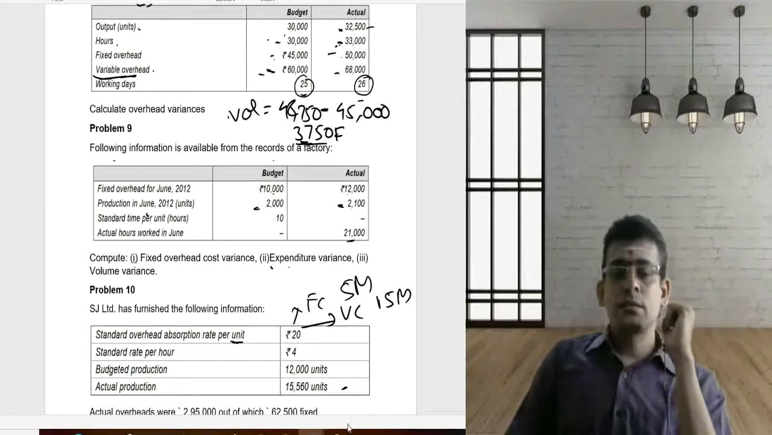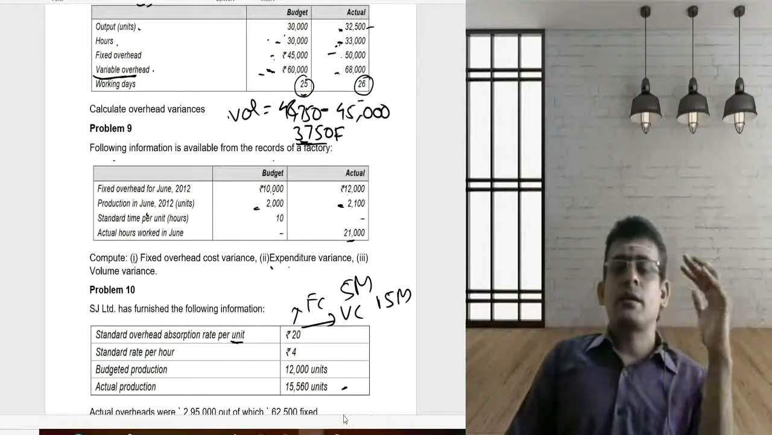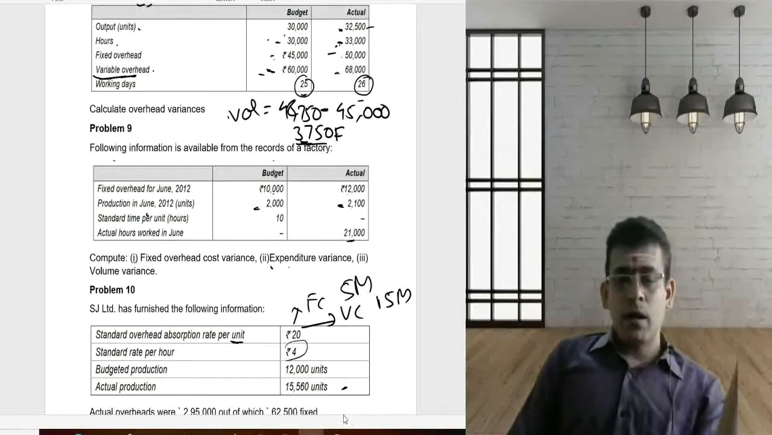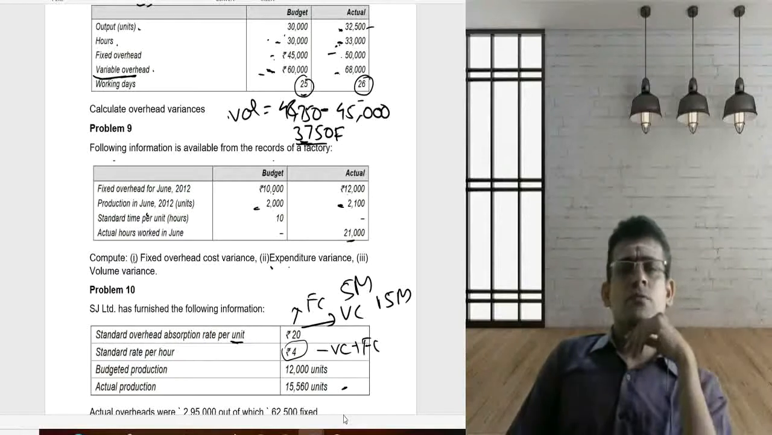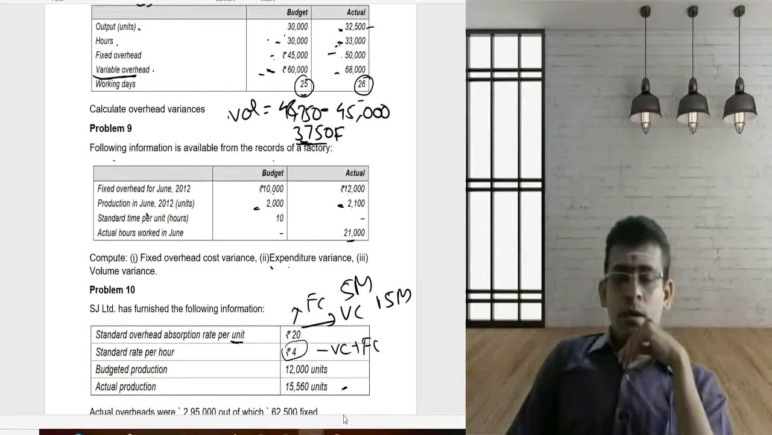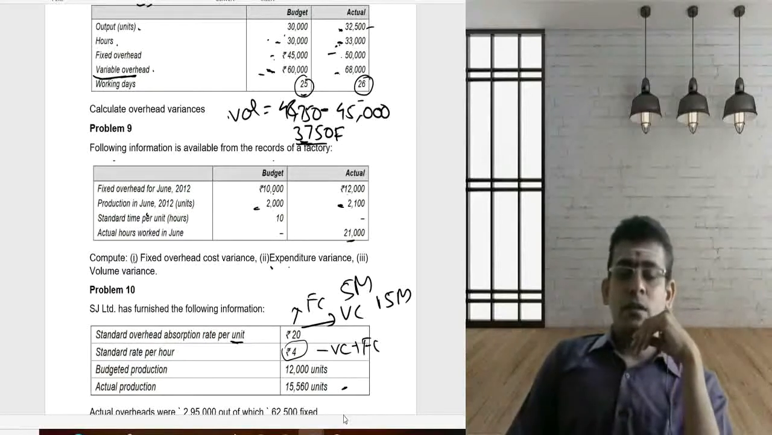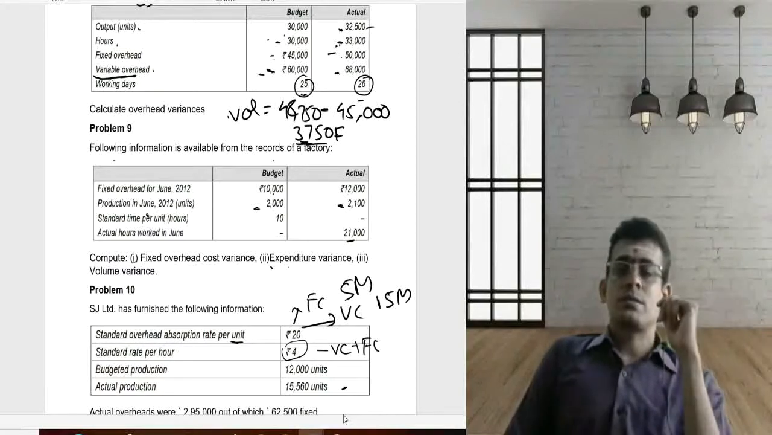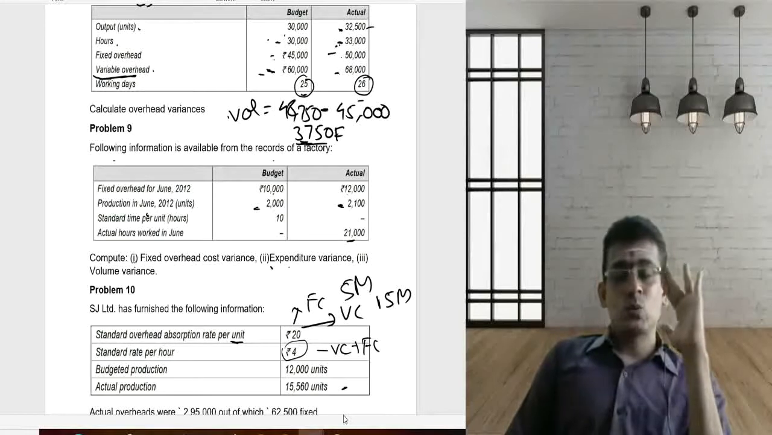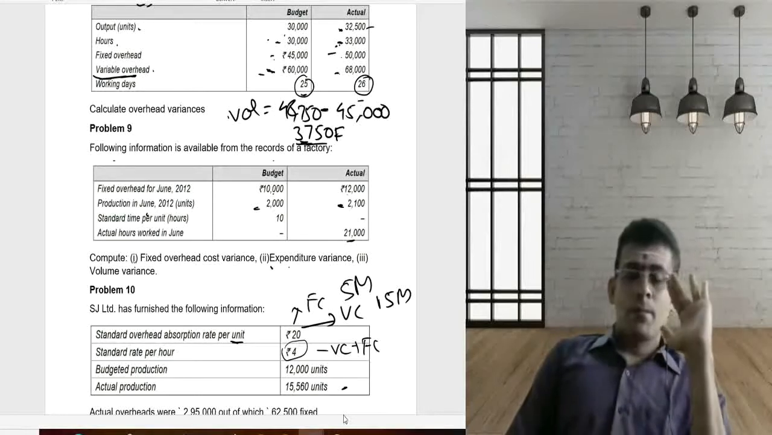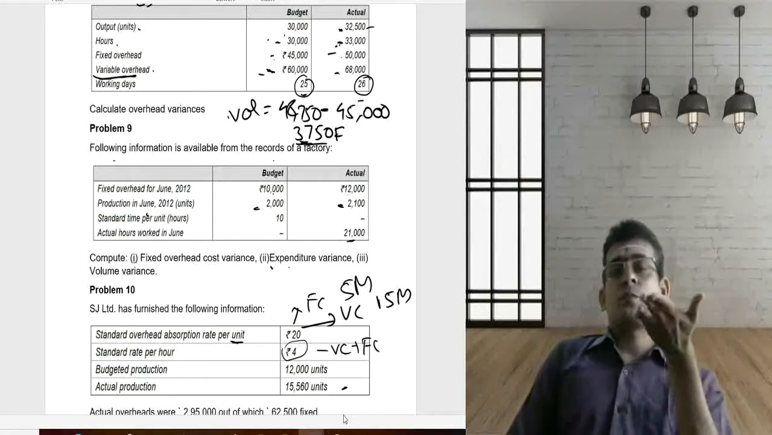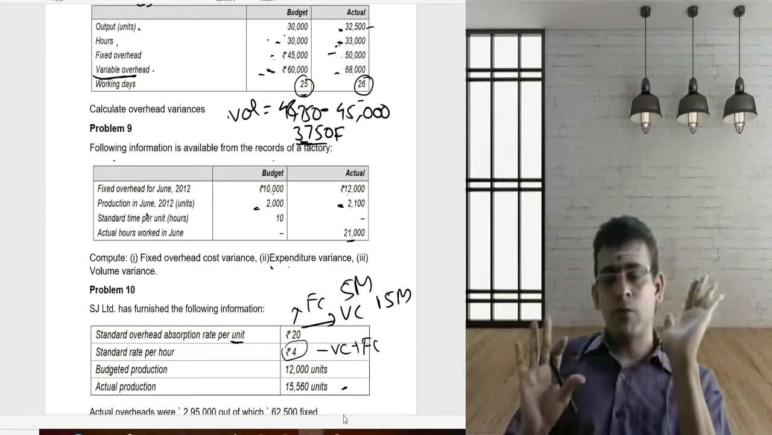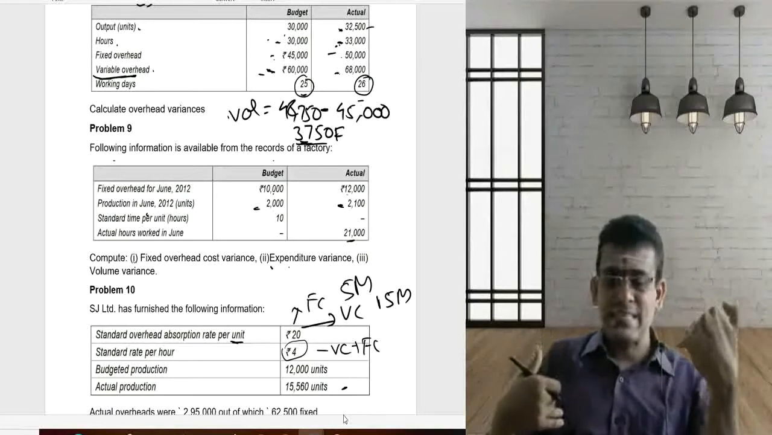Now, what else is required? I need to find my standard rate. Standard rate per hour, variable plus fixed, is given as 4 rupees. As we broke up the cost, even for the hour I need to break up. How do we do this? Ultimately, I need to segregate this 4 rupees into variable cost per hour and fixed cost per hour. Then the entire thing will flow and we can do the problem in an easy way. Clear?